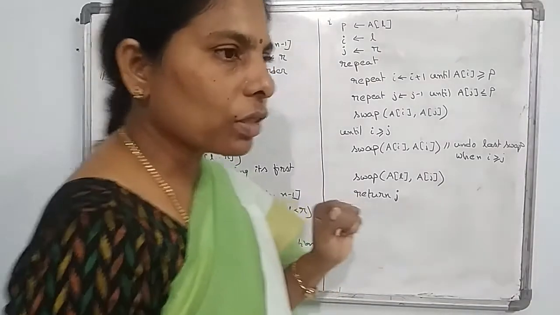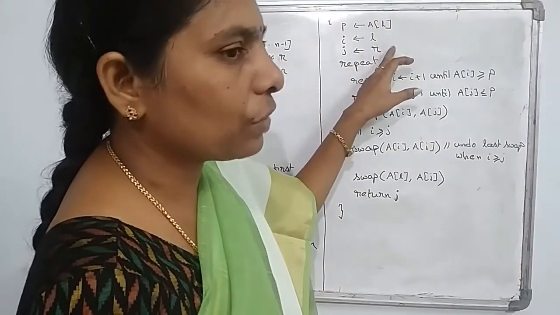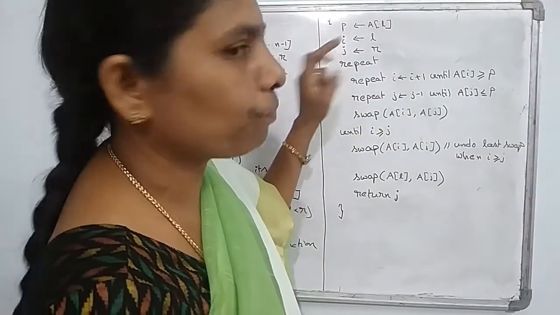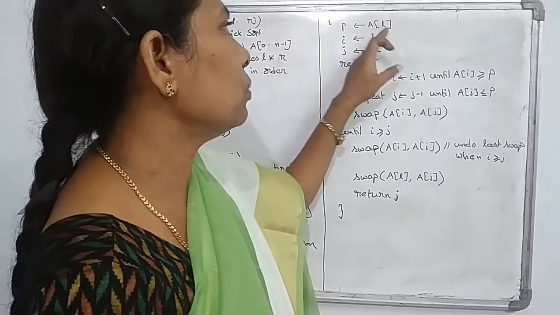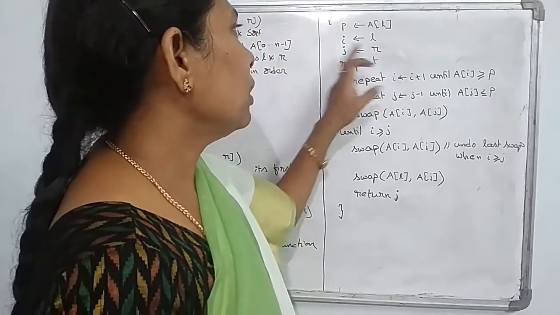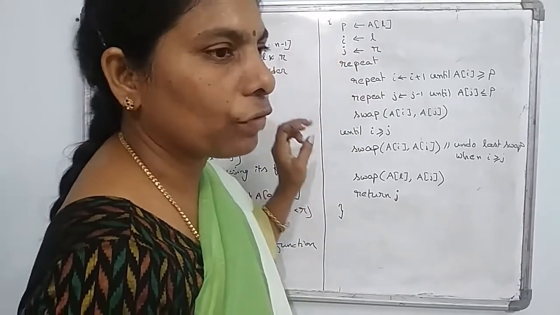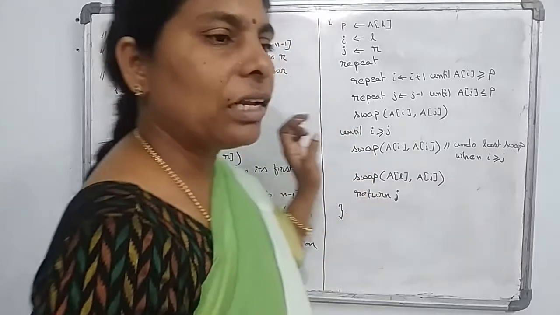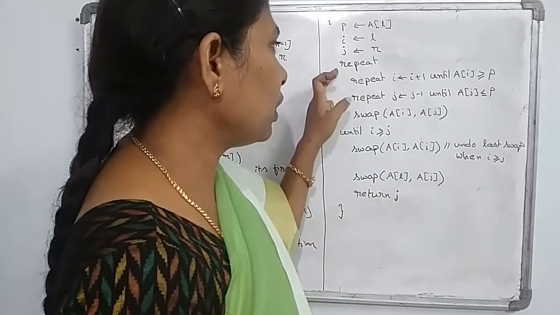What is the process of splitting? Initially you take the first element of the array as the pivot element. The pivot element is represented by the letter P, so P is assigned A[L]. Next, L is assigned to i and R is assigned to j. The i and j are the two variables for scanning from left to right and from right to left. You repeat the process.